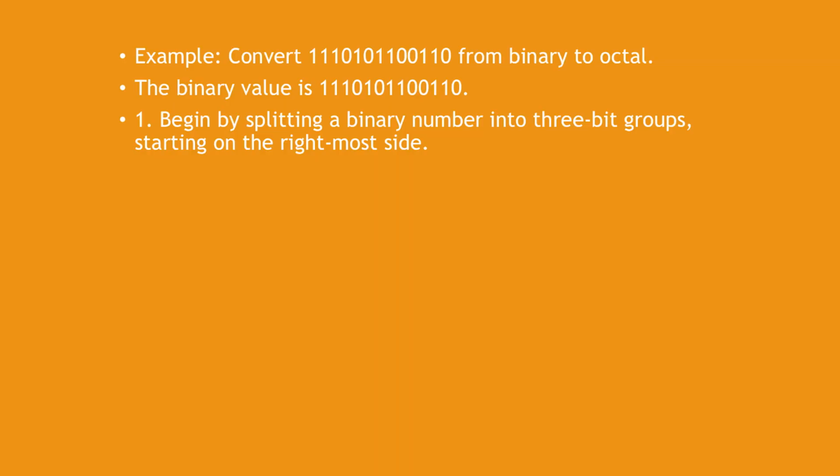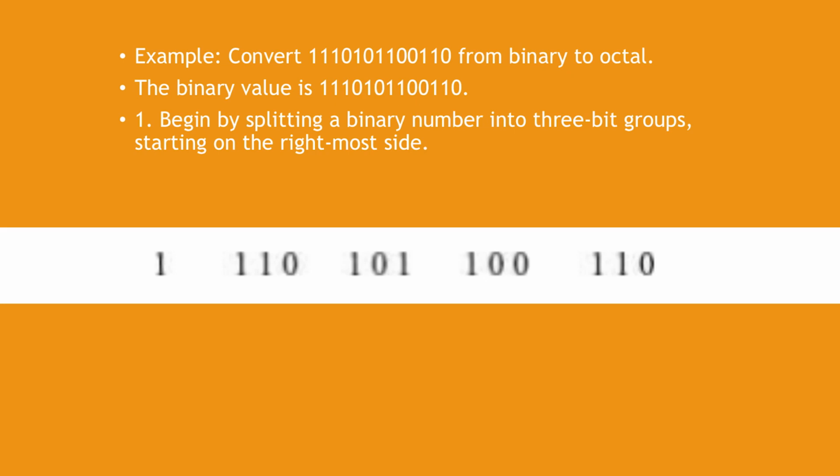So the steps, okay, we have done that part. Then looking at another example, where we are changing binary to octal numbers. First, as I stated, begin by splitting a binary number into 3-bit groups, starting on the rightmost side. So we have 1, 110, 101, 100, 110. What we have done here is split them into 3-bit groups.